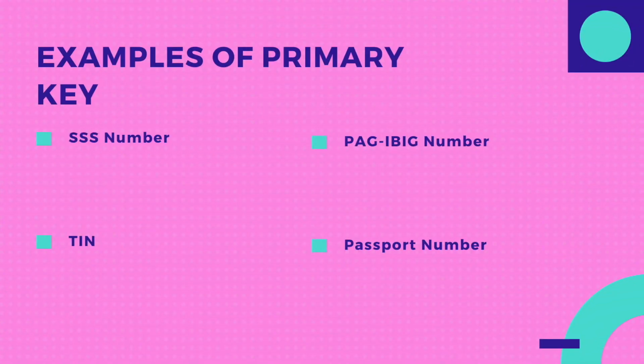Sample na pwedeng ma-primary key ay yung mga SSS number natin, TIN, Pag-IBIG, passport number, and more. This means na itong mga numbers na to ay unique at hindi pwedeng i-assign ng paulit-ulit sa mga members. So for example, kapag sinabi na ang passport number EC123456, malalaman agad na si Mrs. Juanita de la Cruz yan.